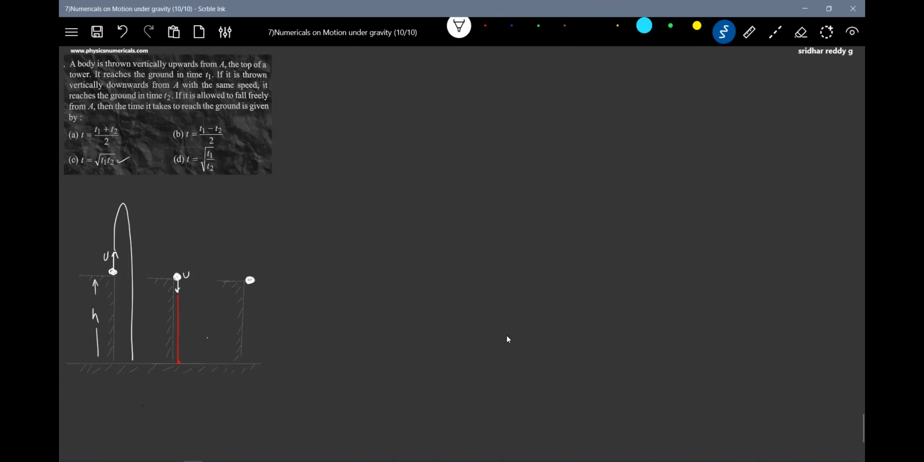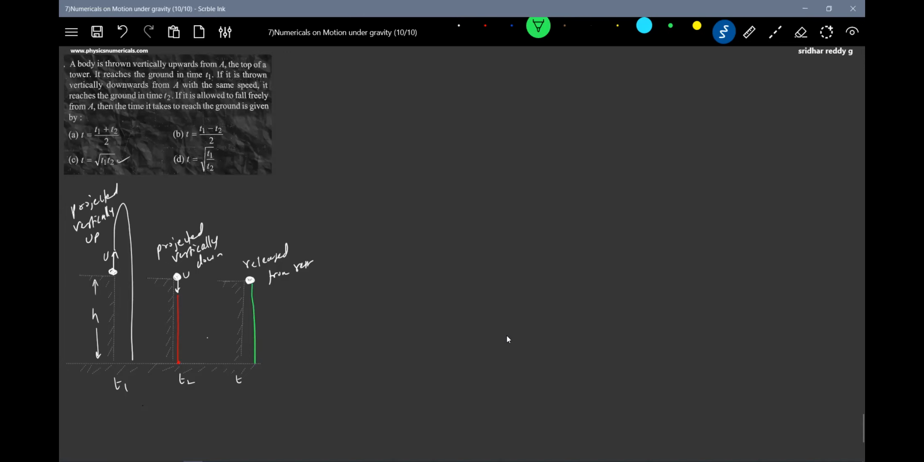Okay, let h be the height of the tower. Here this time is t1, this is t2. We have to calculate this t. Here it is released from rest. Projected up. Projected vertically up. So in all the cases, it is going to descend the same height. So it will be released and it is going to fall freely.